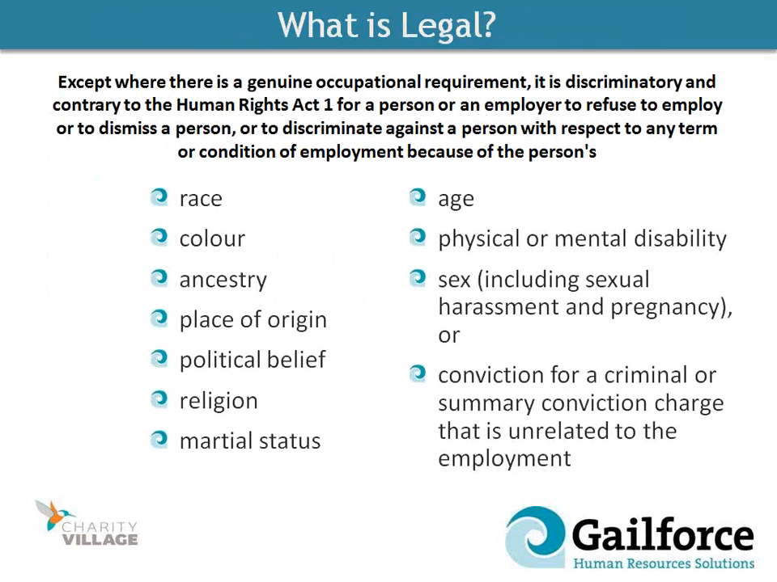So except where there's a genuine occupational requirement, it's considered discriminatory and in contravention with the Human Rights Act for any of the following to influence your hiring or selection decisions. That includes race, age, color, physical or mental disability, ancestry, sex, political beliefs, religion, marital status, and criminal conviction that's unrelated to employment.